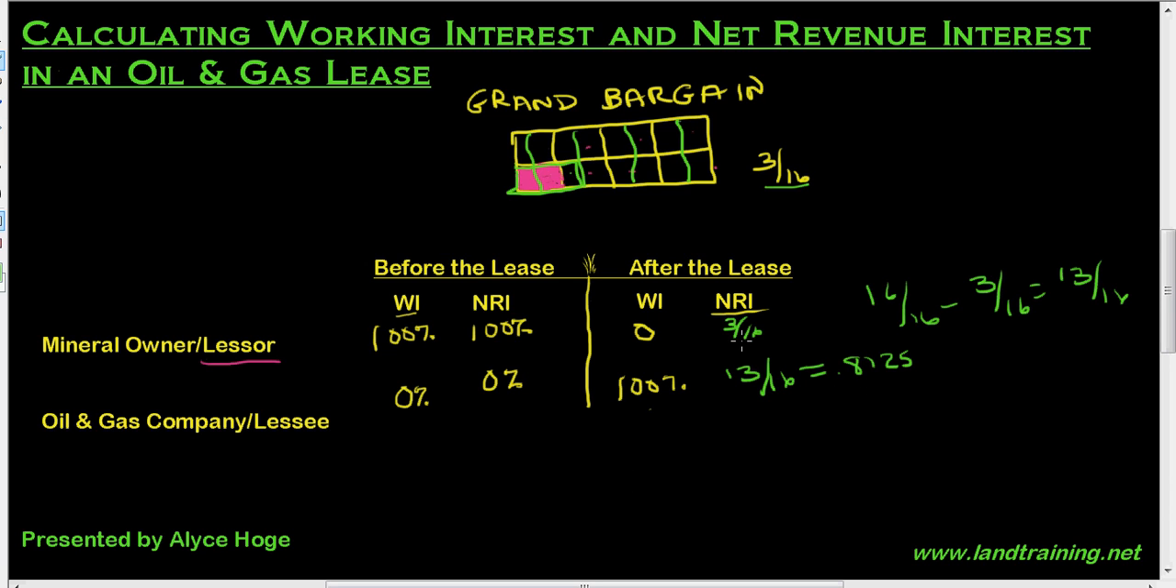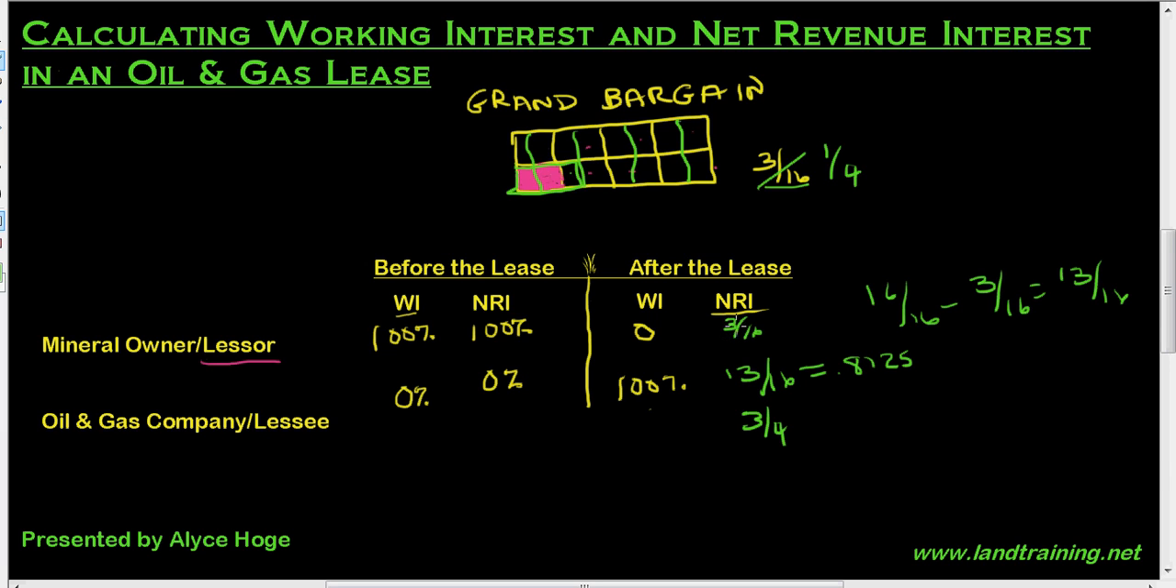Now we can do this all day long. We can say, well, what if it's a 1/4 royalty fraction in the oil and gas lease? That's going to leave the oil and gas company with a 3/4, or 0.75. That's all you're doing. So this all works great, unless you have an owner that owns less than 100%.